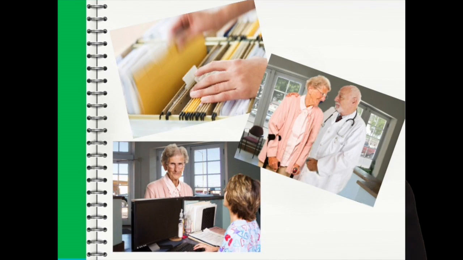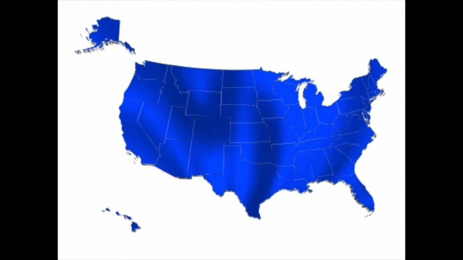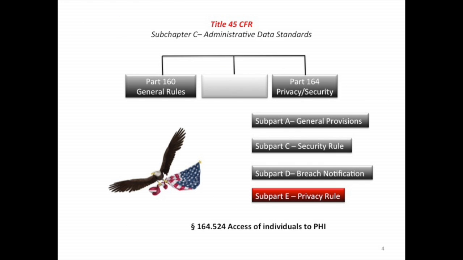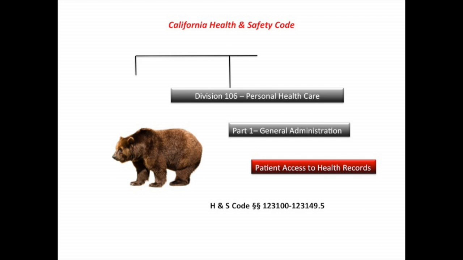This tutorial will discuss California and HIPAA rules for responding to patient requests to access medical records. Most states have specific rules for accessing patient records. The federal rule for accessing records is Section 164.524 of the Privacy Rule. California access laws are in the Health and Safety Code.